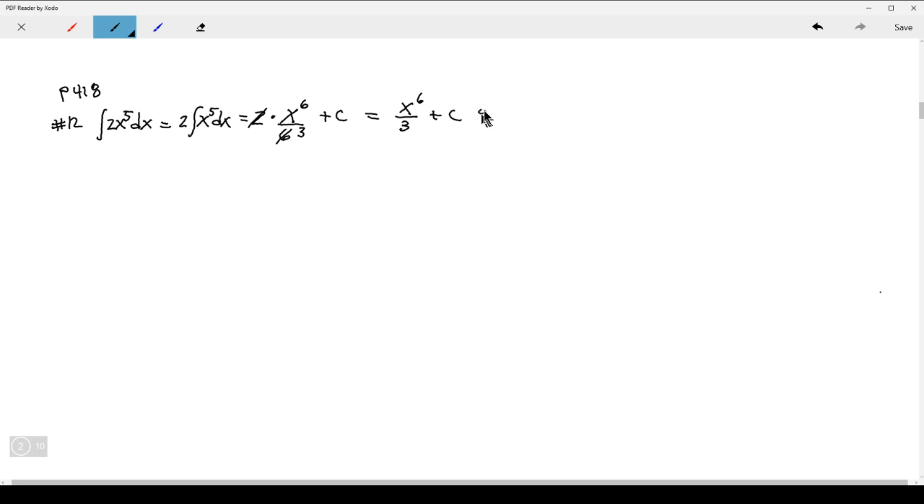Keep in mind, you could also write this as 1/3 x to the 6th plus c to have proper power function notation. As far as I'm concerned, either one of those is fine. What you do with it is going to depend on what we need to do with it. How about... Ooh, I just thought of something. Let's do another example, and then I'll do my how about. Let's take a look at number 14.